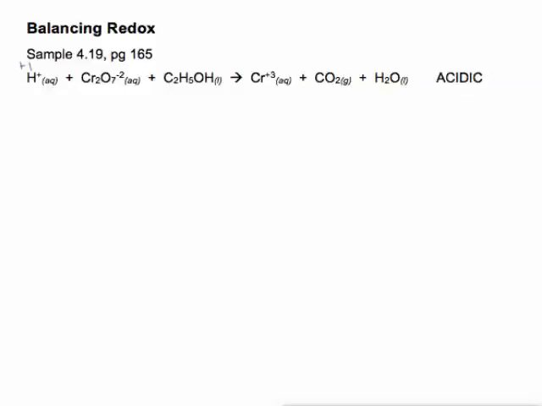Oxygen is going to be -2. If we have 7 of them, that gives us -14. But we want a charge of -2. So that means we need +12. So each chromium has to be +6. Let's look at the next compound. Our oxygen is still -2, and our hydrogens are both +1.